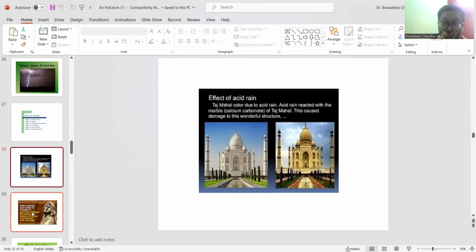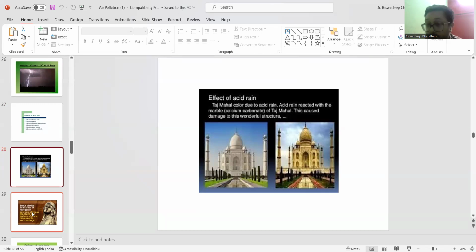So you can look at the picture. The actual color of the Taj Mahal is very bright white, but due to acid rain, it becomes yellowish. Though you will not see this nowadays because people regularly clean it to get back its original form. So without any treatment, the Taj Mahal will be yellowish due to acid rain. And it is not good for the Taj Mahal. Not only the Taj Mahal, for any monument made of stone, it is very, very dangerous if acid rain falls on it on a regular basis.